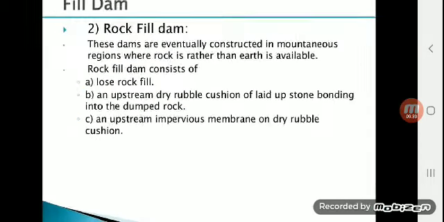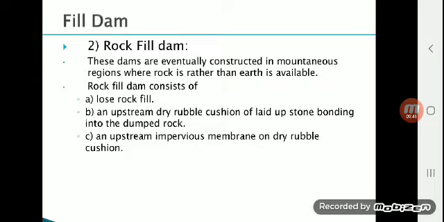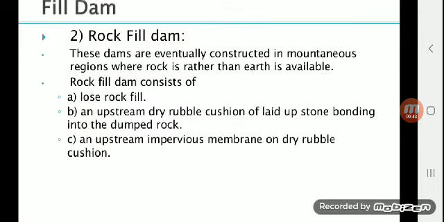So among fill dams, the other type is the rock fill dam. These dams are typically constructed in mountainous regions where rock is available rather than sand or other materials. So rock is available in abundance. So small rocks or small rock fills will be used here.